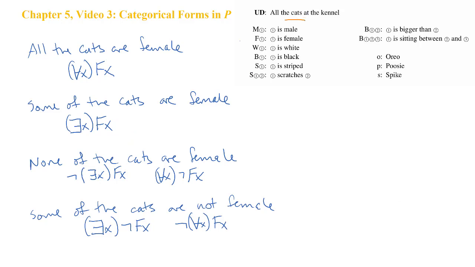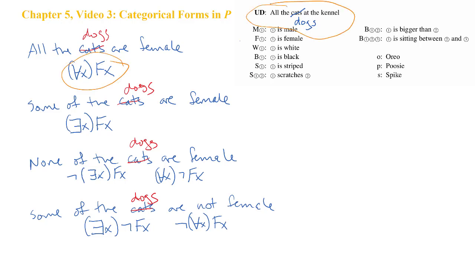But what if we change our universe of discourse? Suppose we do the following, for instance. Suppose we cross out cats and make it dogs. So now the universe of discourse is all the dogs at the kennel, and nothing that we have over on the left-hand side works unless we also change cats there to dogs. So exactly what the symbols mean depends on the universe of discourse. Since we've changed our interpretation, now we must be talking about dogs.